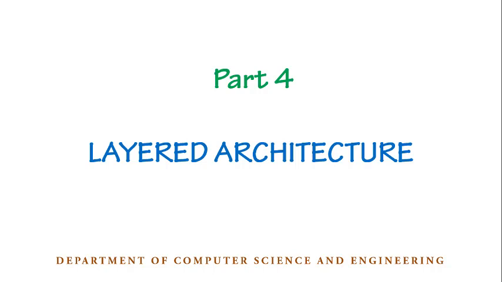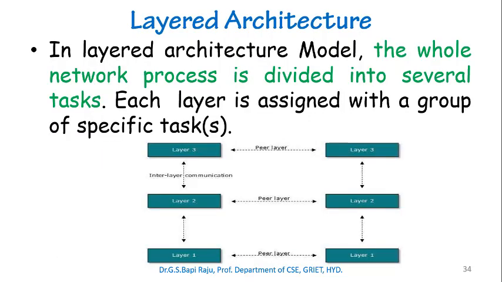Part 4, layered architecture. In the layered architecture model, the whole network path is divided into several tasks. And each layer is assigned a group of specific tasks. You can see in this diagram, layer 1, layer 2, layer 3, and so on and so forth.